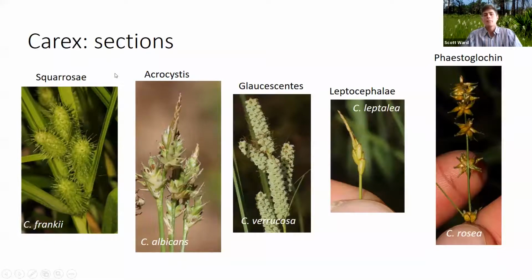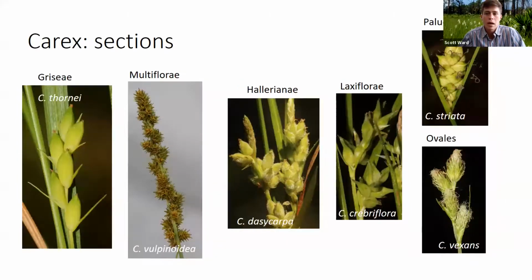So some of these characters begin to stick when you associate them with, oh, this species looks like this, and I know that I can associate this term with it now because very few other species are like that. Just a few more sections. Here's Carex vexans, which is in the Ovalis section. Really not super diverse in Florida, like I mentioned, but can be very diverse as you get further north. Other sections like Paludosae, Laxiflorae can be quite diverse in Florida.